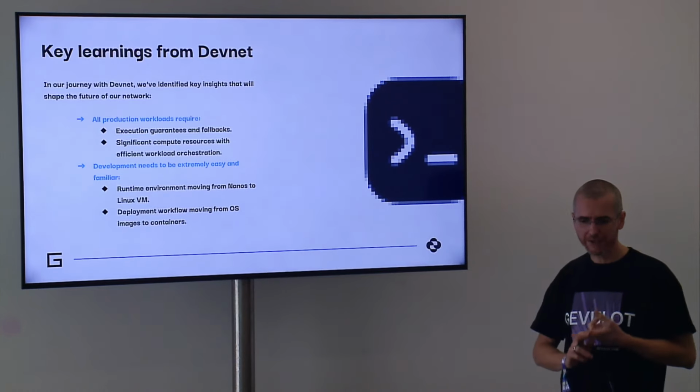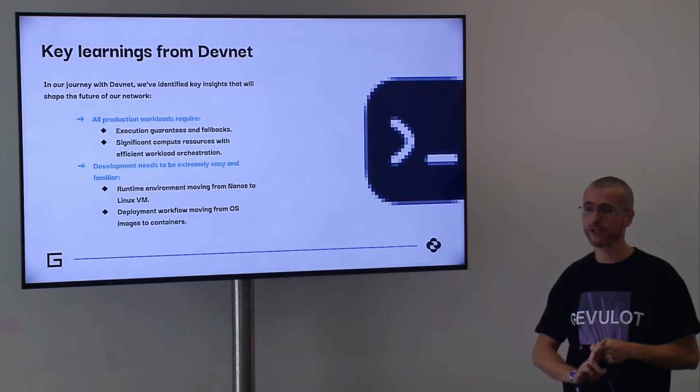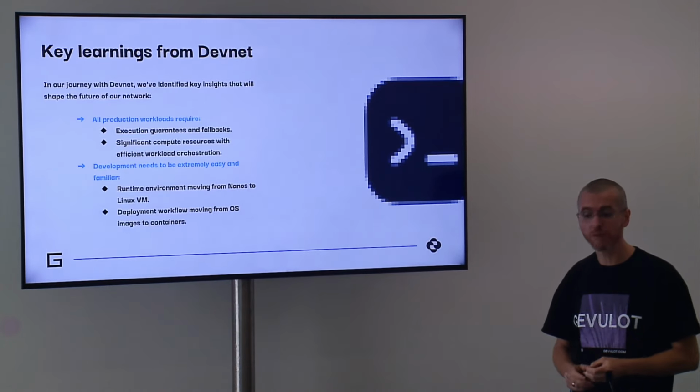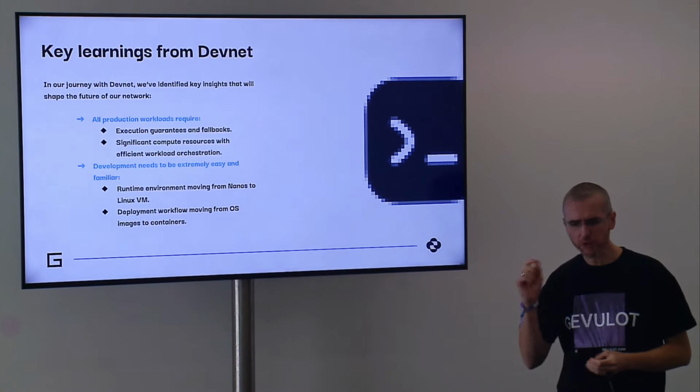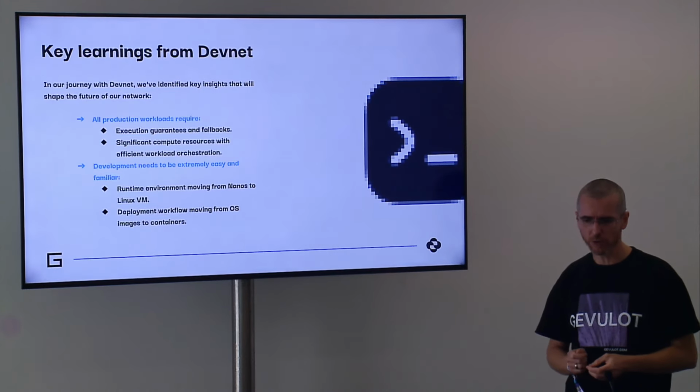And again, significant compute resources are needed for production workloads, be it a Polygon zkVM, be it Scroll stack, whichever we talk about. So you need efficient workload orchestration there. That's something we are also focusing on.